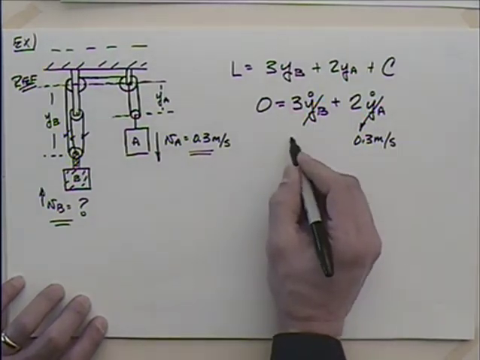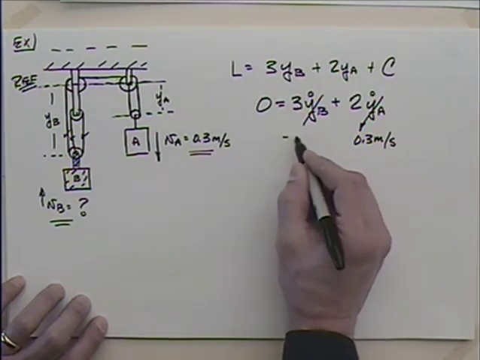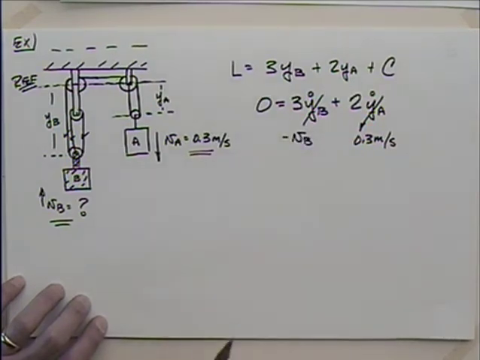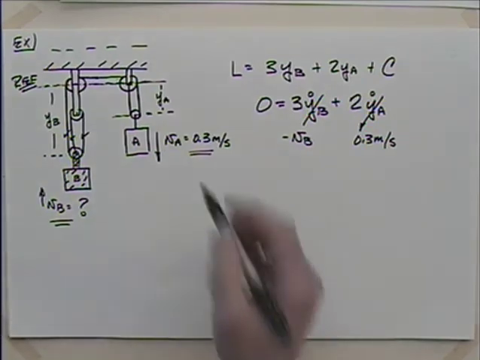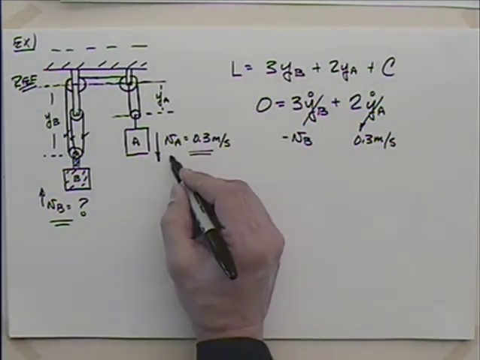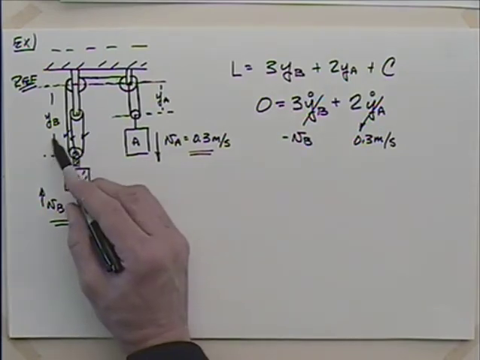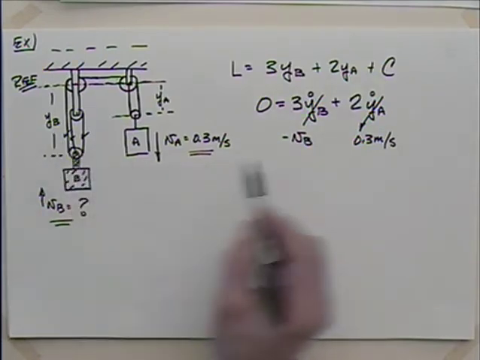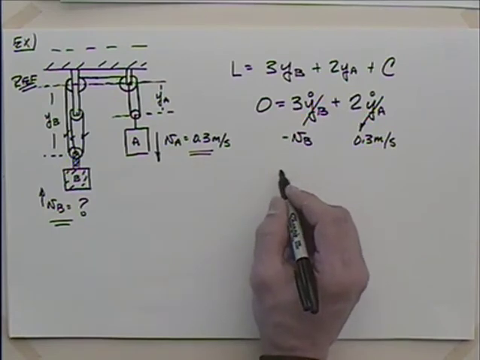Well, it's really minus v sub b, isn't it? Where'd the negative come from? Well, as this y sub a was getting longer, it was going in this direction, right? What's happening over here? Y sub b is getting shorter, isn't it? So that's where that negative sign comes from.